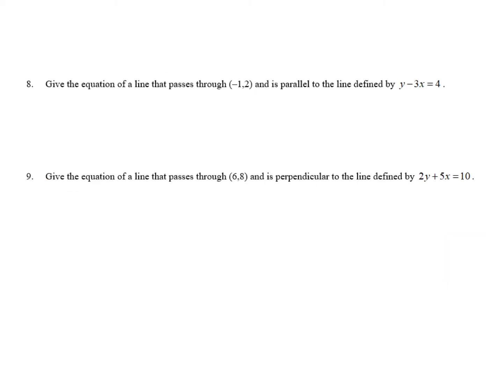So let's put this information into practice. Give the equation of a line that passes through (-1, 2) and is parallel, keyword there, parallel, meaning that the slope will be the same, to the line defined by this equation. The first question I have to answer is, what is the slope of that equation? It's sort of in standard form, so I'm going to put it in y = mx + b. I'm going to move the -3 over, y = 3x + 4. So the slope of this line is 3. If I want the parallel line, that means the slope of my line also has to be 3.